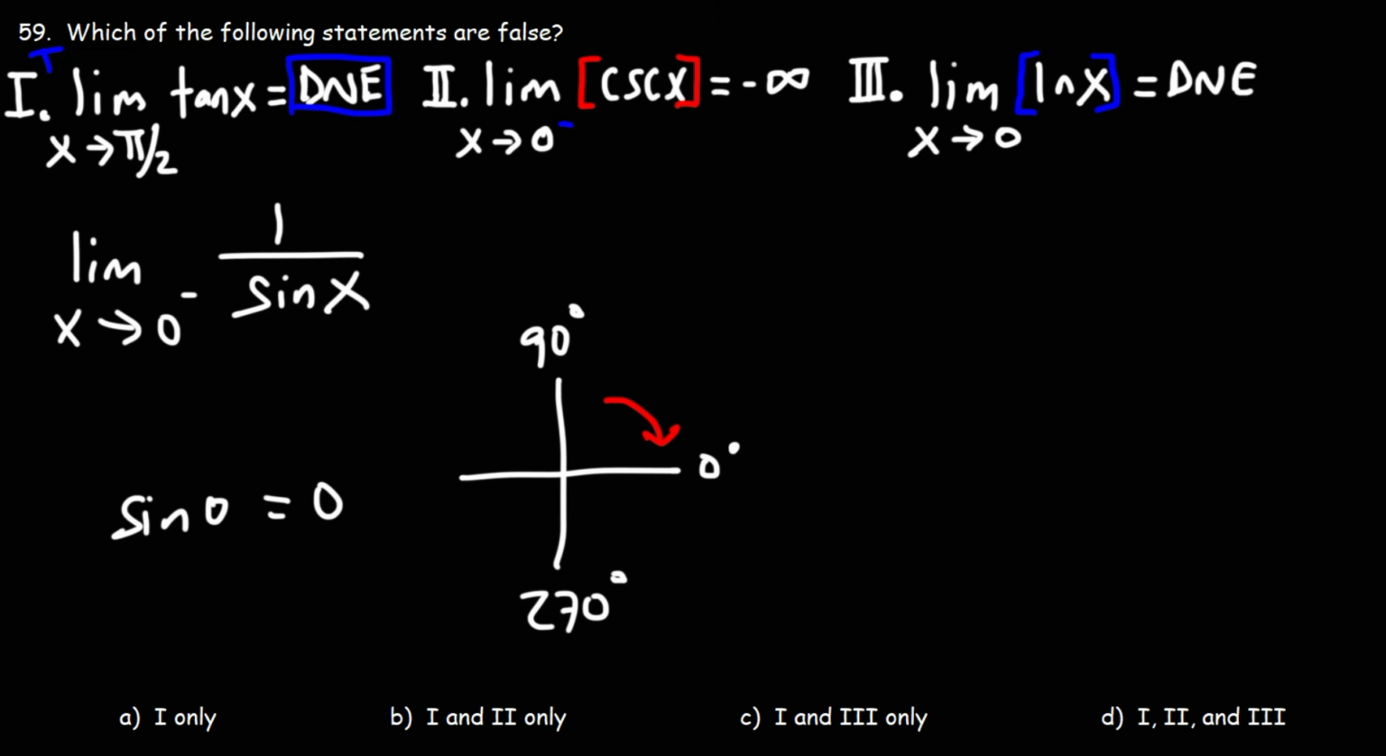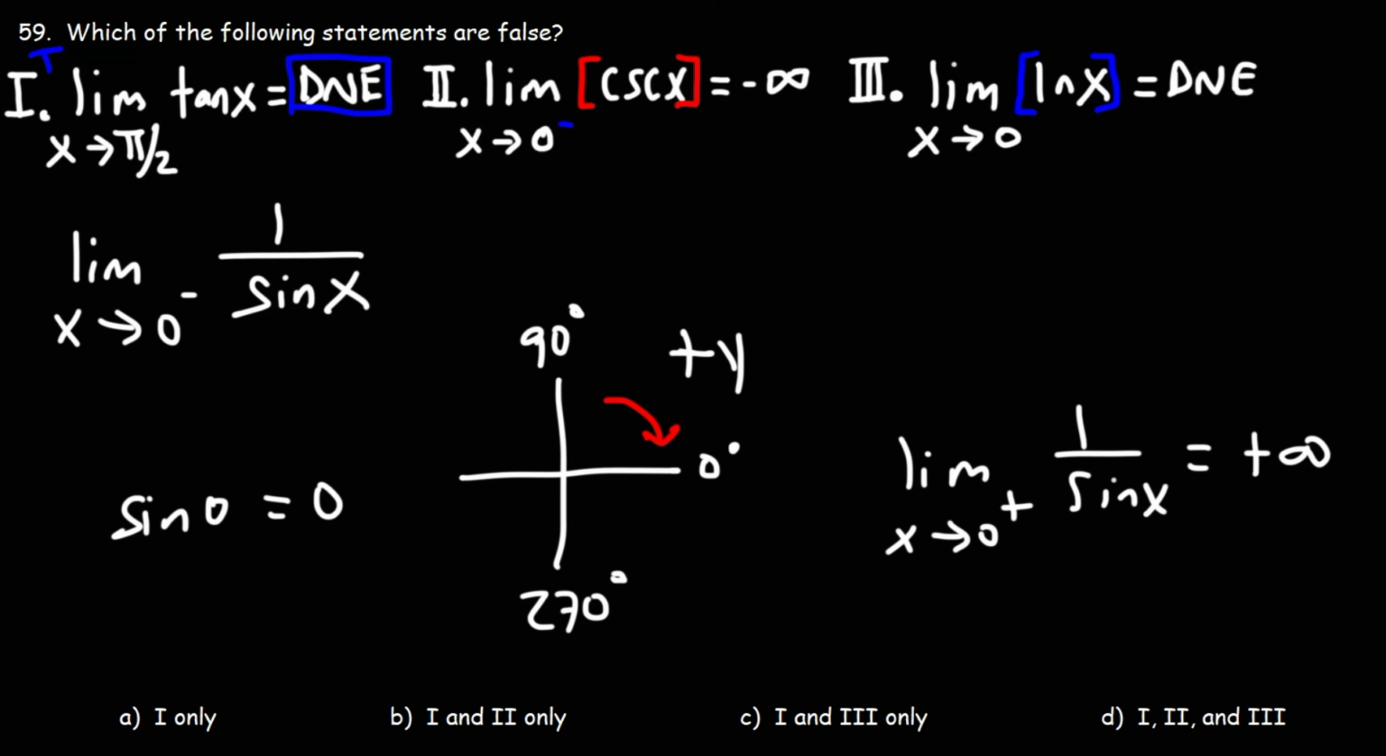x is positive over here, y is positive, so sine is positive. So if we were to approach it from the right, this would be positive infinity. But if we were to approach 0 degrees from the left, that is below 0 but going towards it, y is negative, so sine is going to be negative, which means this will be negative infinity.